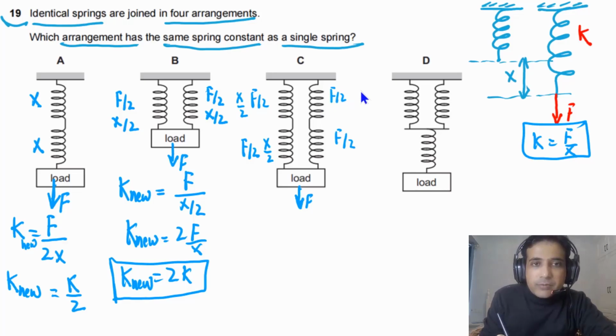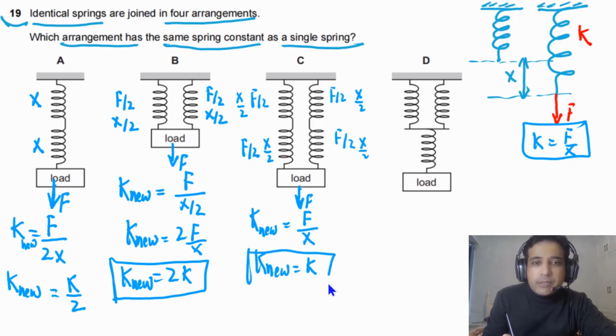So what is the total extension? Total extension will be X by 2 plus X by 2, means X. So we can find out K new in this case. K new will be equal to total force divided by total extension. Total extension in this case we have X. So it simply means that K new is equal to K. So this one is the right answer for this question. So it means C is the right answer.